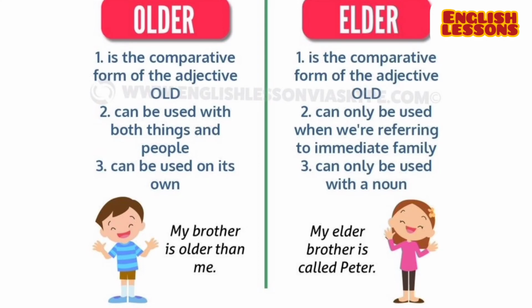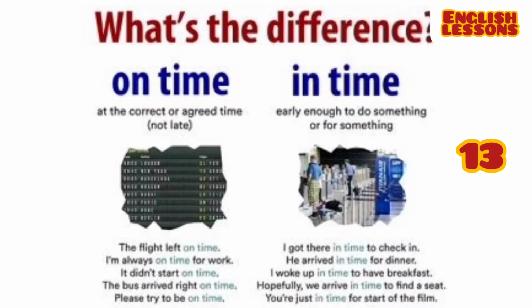For example, my brother is older than me. For example of elder, my elder brother is called Peter. That's number 12. Number 13. What's the difference between on time and in time? On time means at the correct or agreed time, not late. In time, early enough to do something or for something.